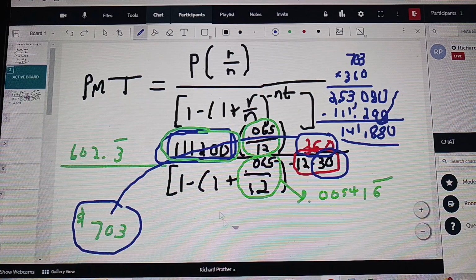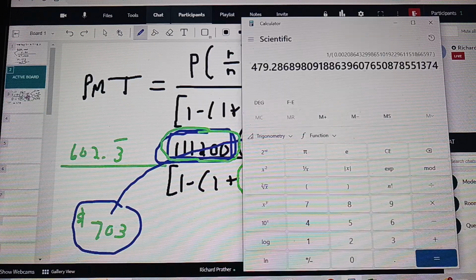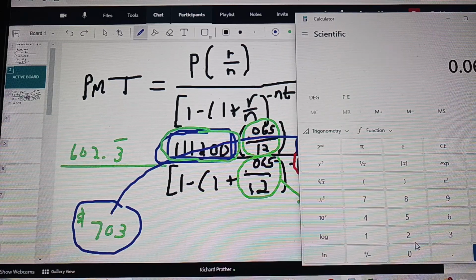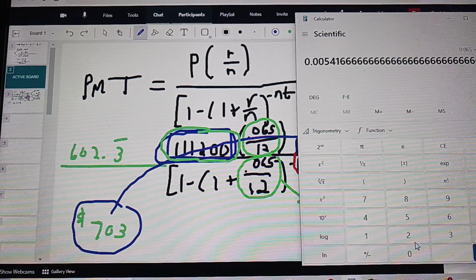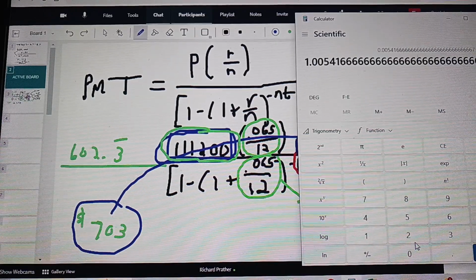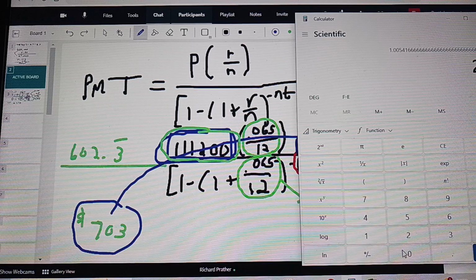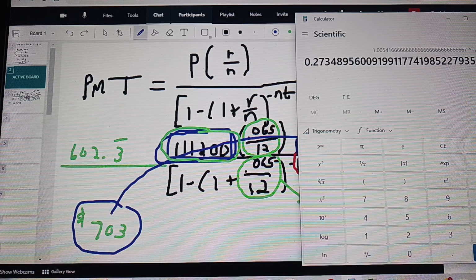Now, maybe I could redo this one real quick just to show you. What if I did the fraction 0.065 divided by 12 and then add 1 to it? What if I raise this to the negative 240, because that's what it would be if I did 20 years? Turns out 30 years is always 360 and 20 years is always 240.